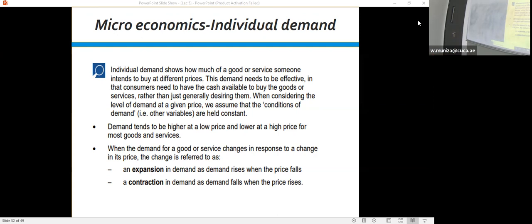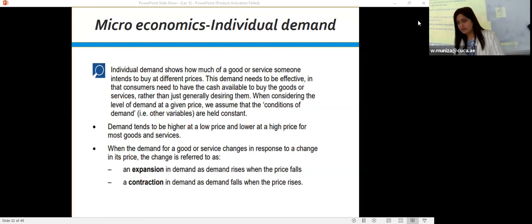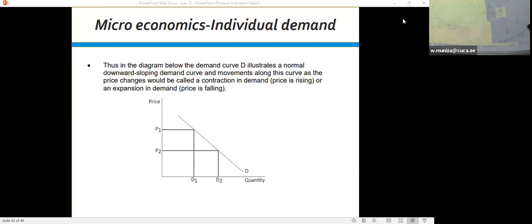So when the demand of the goods or services changes in response to a change in its price, the change is referred to as expansion or contraction. Expansion in demand is when demand rises as the price falls. So when the demand is going upwards, it is known as expansion. Contraction in demand is when demand falls as the price rises. So when the price rises, the demand falls, and when the price lowers, the demand expands. Clear, everyone? Okay, now you can see the graph as well.